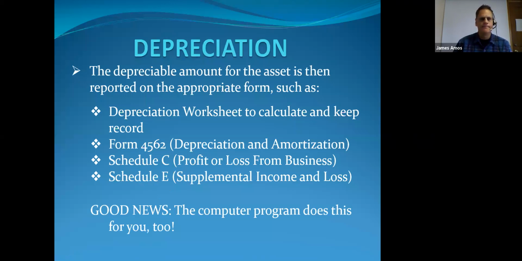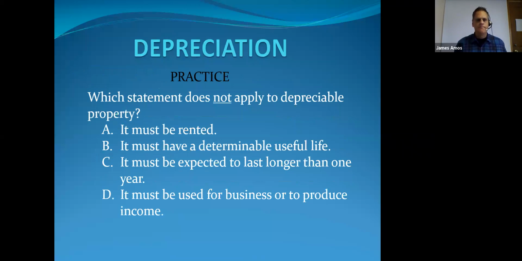Okay, so let's do some practice. I want you to put your answers in the chat. Which statement does not apply to depreciable property? It must be rented.